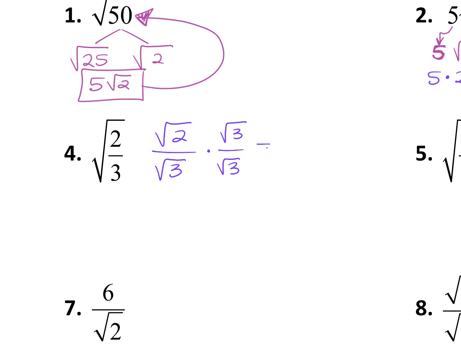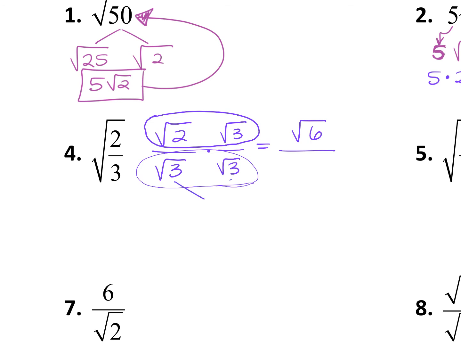Okay, so here's what you do. Multiply by the radical over itself. What do I get in the numerator right now? What is the square root of 2 times the square root of 3? It's the square root of 6, okay? That's not a perfect square. It does not have a perfect square factor. So you're just going to leave that as the square root of 6 right now. What's the square root of 3 times the square root of 3? It's the square root of 9, which is 3.